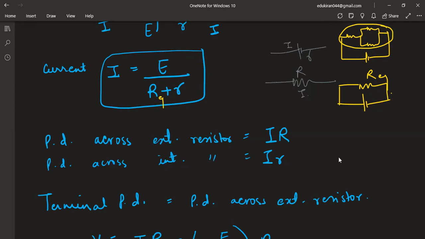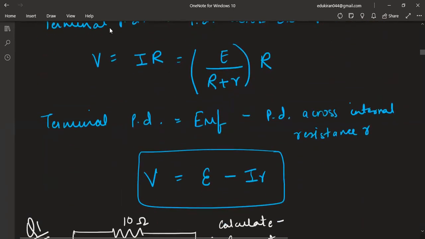And the potential difference, see, if this is the internal resistor, the potential difference will directly be I r. And if this is the external resistor, the potential difference will be I into capital R. The current is I, depending upon the resistor. If it is the external resistor, I R. If it's the internal resistor, I into small r. Now, current is E by R plus r. Potential is I into R, so it is E by R plus r multiplied by R.